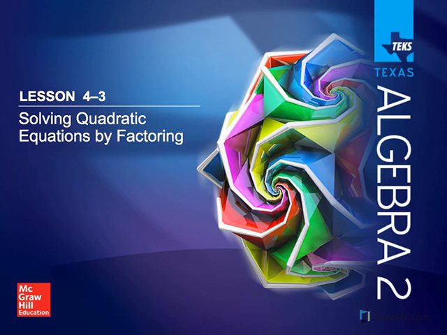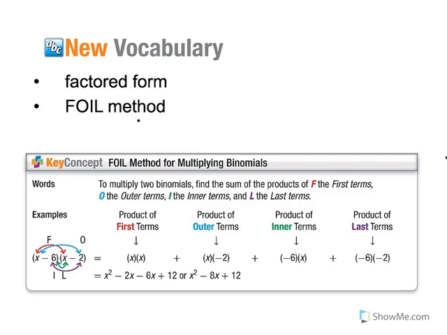Welcome to the tutorial over 4-3, solving quadratic equations by factoring. Your new vocabulary is factored form and the FOIL method, and you can see the FOIL concept below. You can also call the FOIL method double distribution.